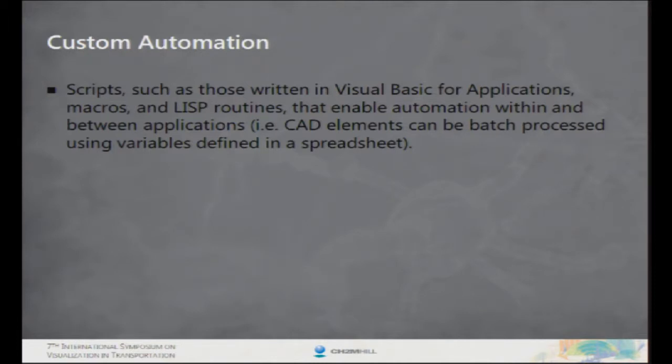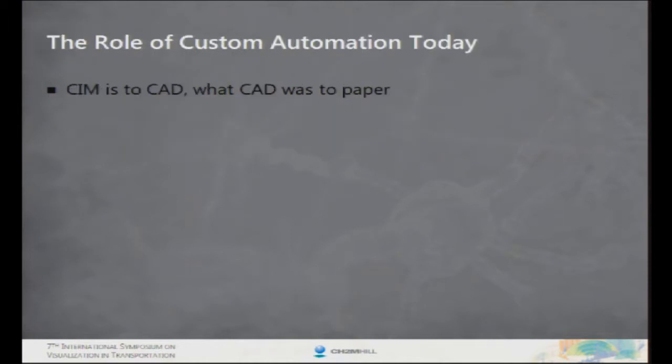You could speak to it in terms of your native CAD or GIS platform, and there's out-of-the-box capabilities there. You could talk about third-party solutions that help you deliver automated solutions. What I'm going to focus on this morning is custom automations. Scripts, such as those written in Visual Basic for Applications, macros, Lisp routines, that enable automation within and between applications. And I'm using those words specifically, within an application and between applications. An example being a CAD element that can be batch processed using variables defined in a spreadsheet.